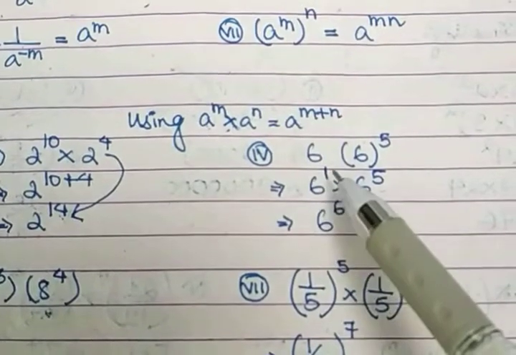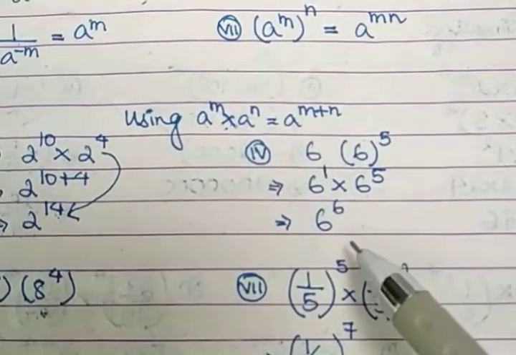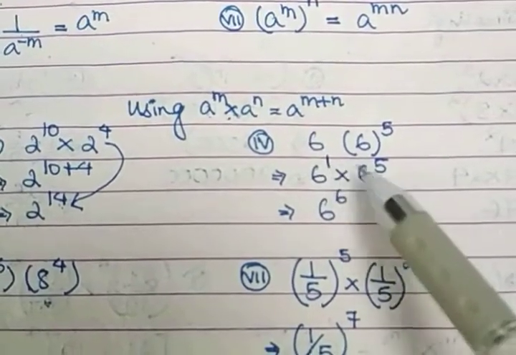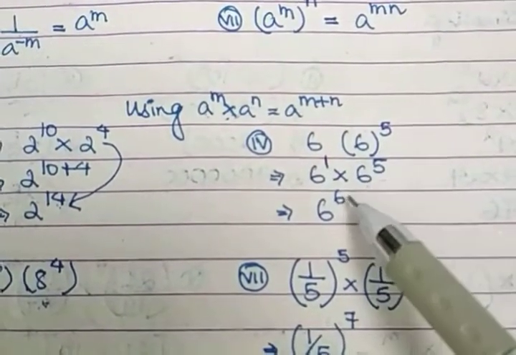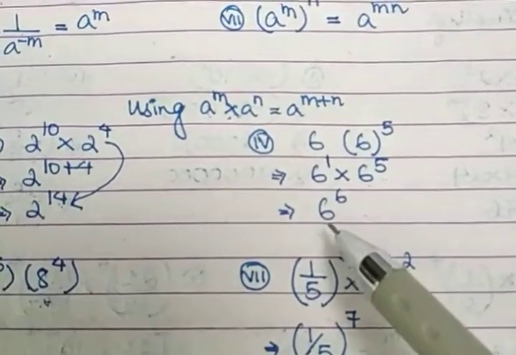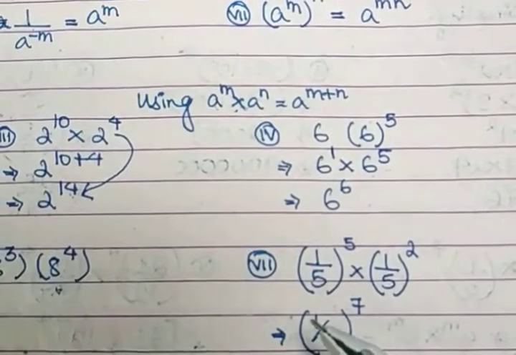So 6 to the power 1 into 6 to the power 5. Now again, e to the power m into e to the power n is e to the power m plus n. So 1 plus 5 is 6. I haven't written the 1 plus 5 line, you can skip that part. So 6 to the power 6. That's our answer.